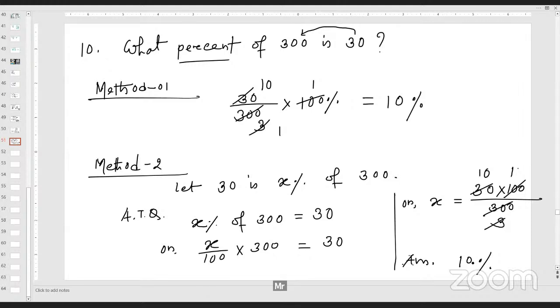Yes, sir. It seems a little bit big in size, but it gives us a clear idea how these things work actually.